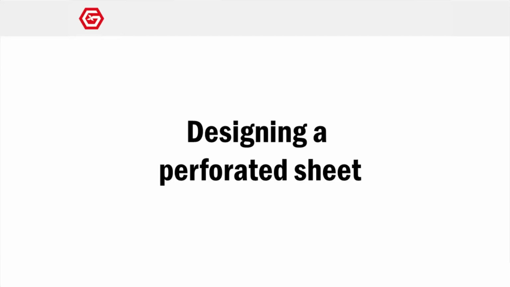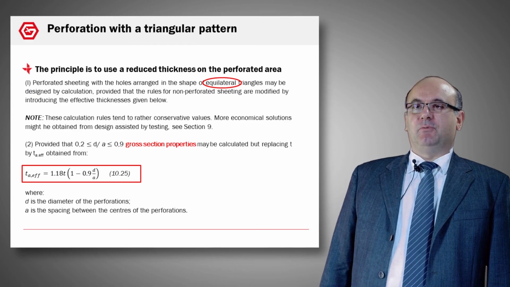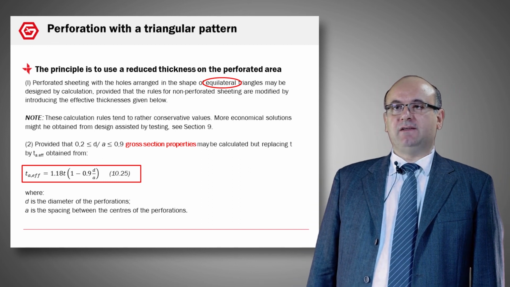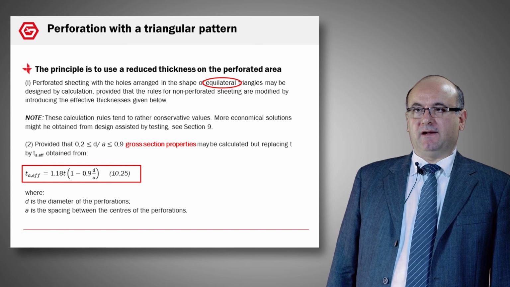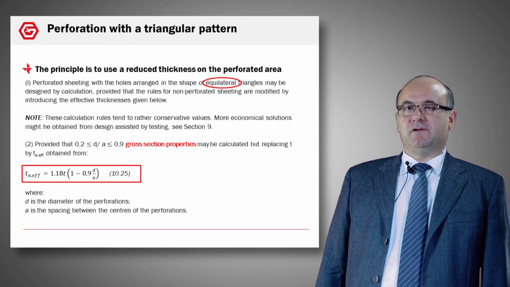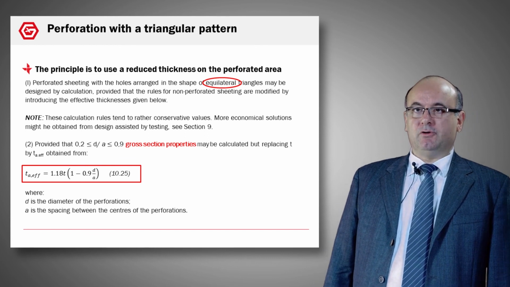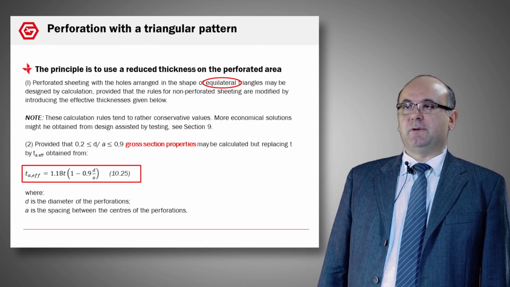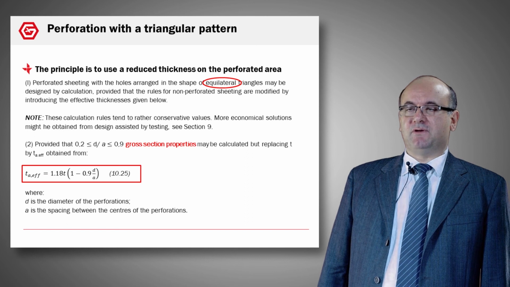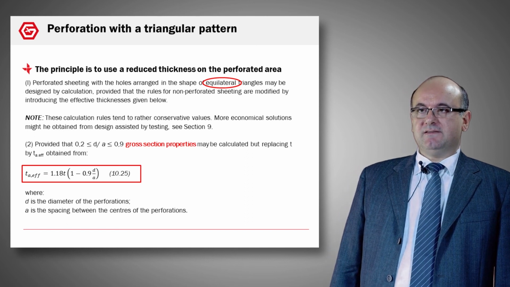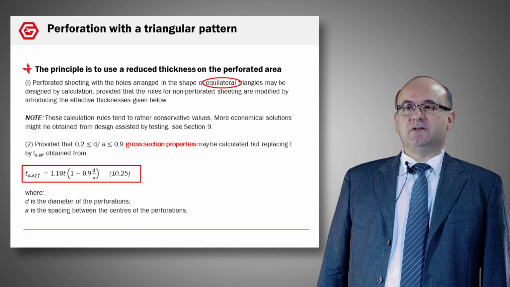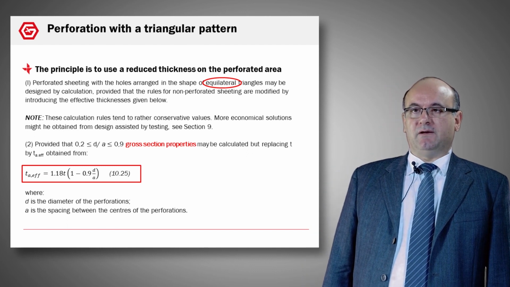Okay, now we are going to design a perforated sheet. The principle is the following. In the area of the perforation, we have to take into account a reduced thickness of the profile. But the field of application of the formula given in the Eurocode is only valid for an equilateral triangular repartition of a perforation. In this case, if we have an equilateral triangular repartition of the holes of a perforation, we can use the following formula.